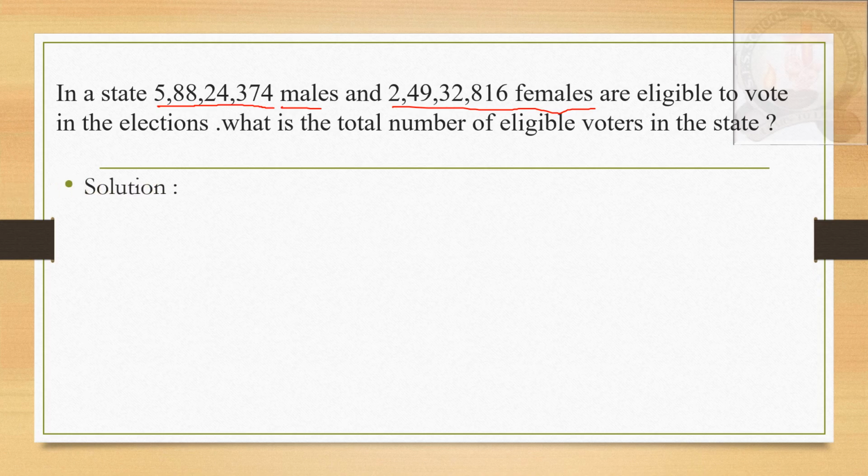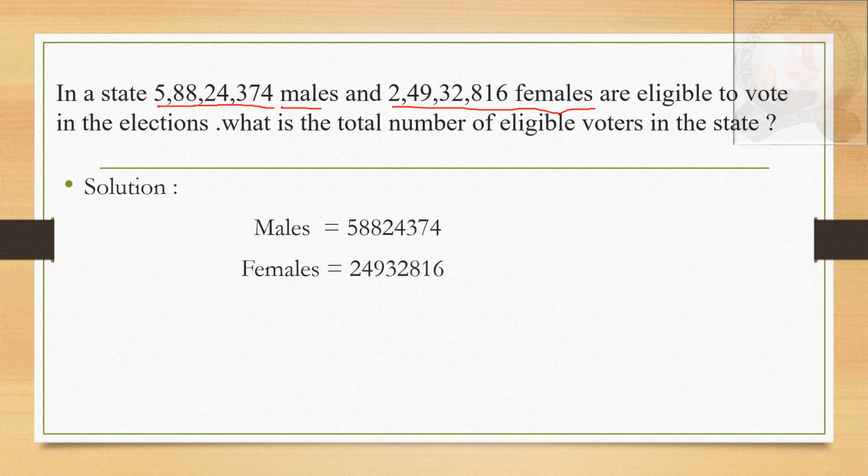So children, we need to write the solution. I request all the children to concentrate here. Let us understand this question very deeply. What is given here? In a state, how many males are there? 5 crore 88 lakh 24,374. That is what they have given here. So males are 5 crore 88 lakh 24,374. Next, what is given? Females. How many females are there here?